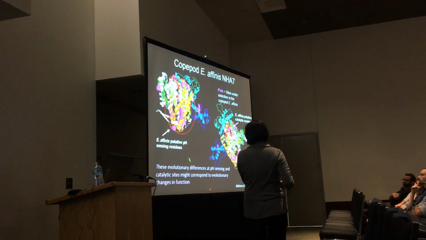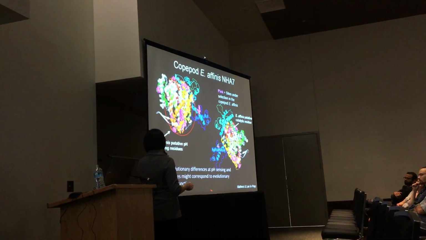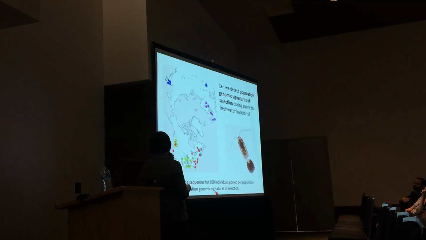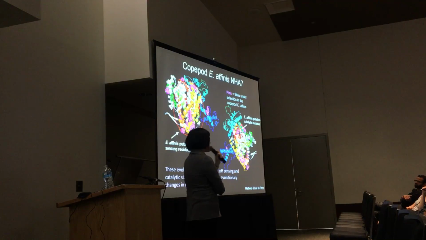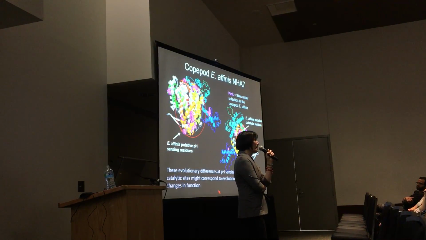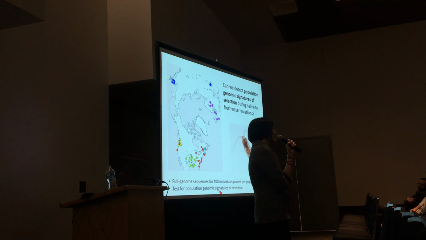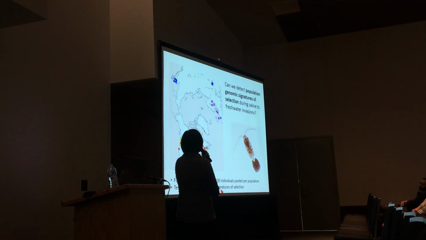So the fact that the evolutionary differences at the pH sensing region and catalytic sites had signatures of selection in Eurytemora affinis suggested that mutations in these regions might correspond to evolutionary changes in function. So we found molecular evolutionary patterns across NHA paralogs and between NHA paralogs of different taxa.